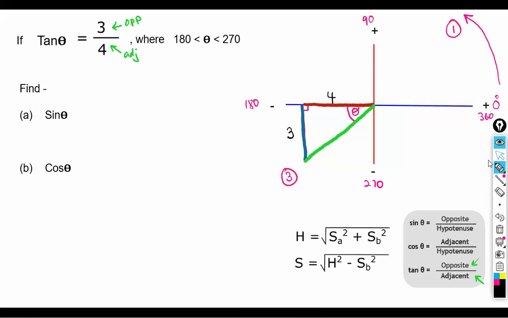Now we have to make some adjustments here, right? This 4, I know they give us positive 3 and positive 4, but once we put it on the diagram, we have to make adjustments. We have to ask, should the value on our diagram remain positive, or should we turn it to a negative? This red line here, the positive 4, should we change it to a negative? Yes or no?